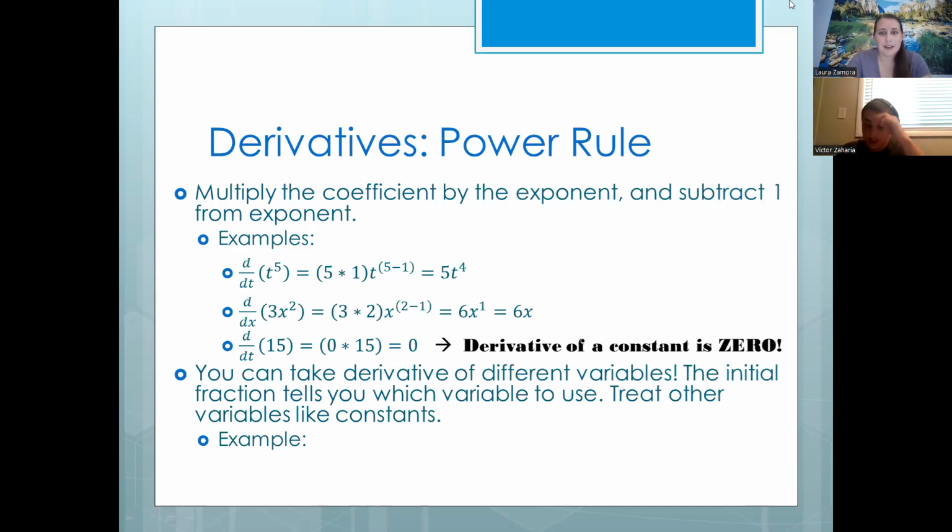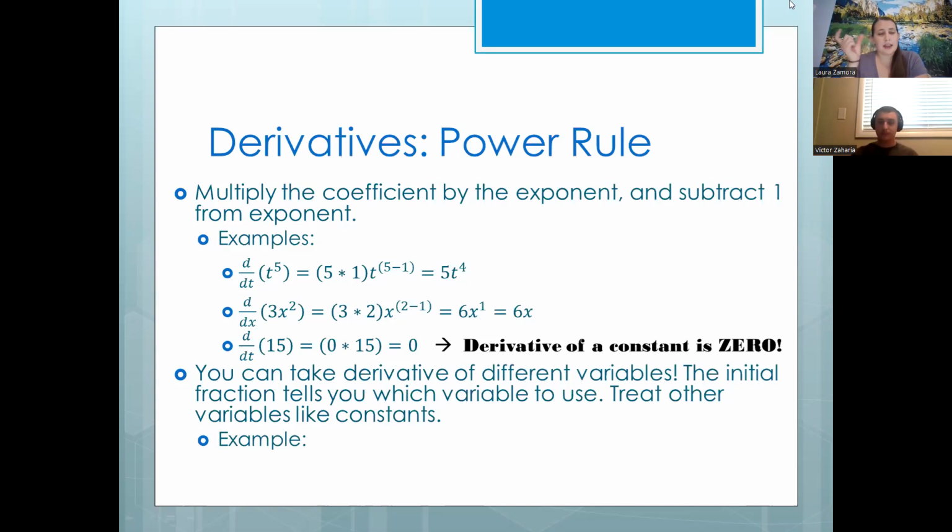So we can take the derivative. And if you subtract 1 from that exponent, like 6x, the exponent on that x would become 0 and it'd be just 6. Yeah, absolutely. So we can take a derivative with respect to different variables too.